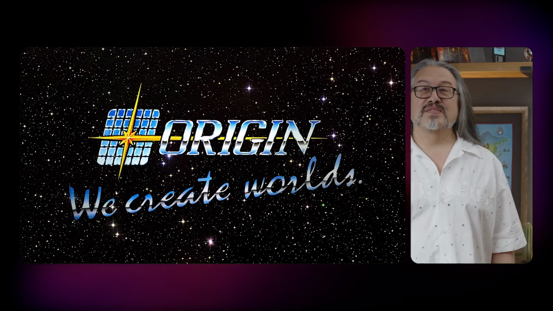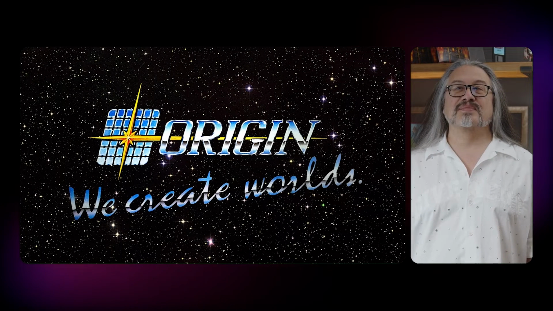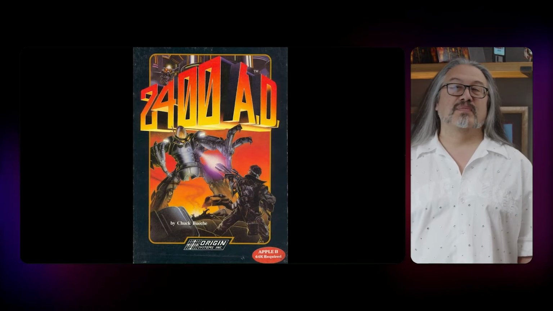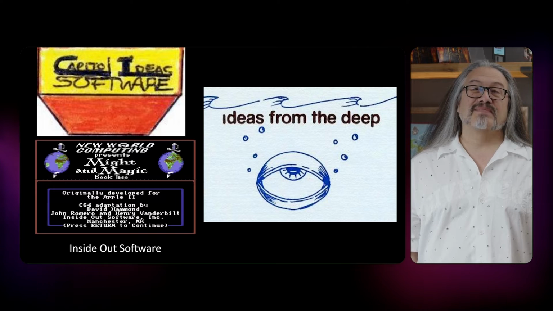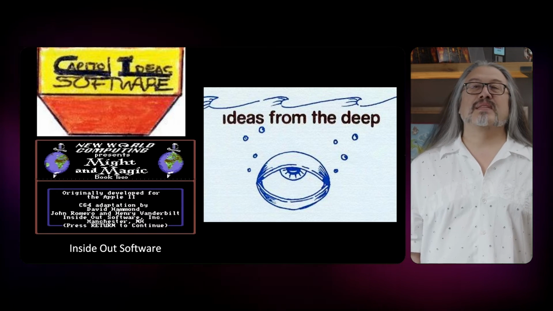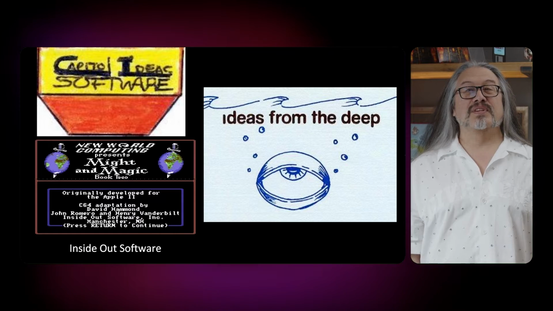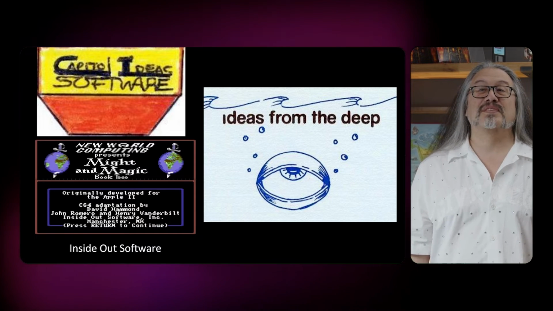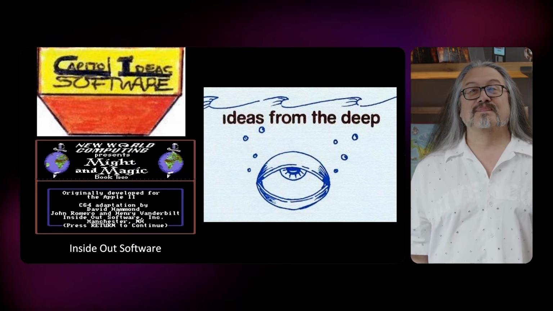Well, after high school, I kept making games, and by 1987, I was working at Origin Systems. My first job was porting 2400 AD from the Apple II to the Commodore 64. And by this time, I'd made 74 games in 3 previous startup game companies: Capital Ideas Software, Inside Out Software, where I ported Might and Magic 2 to the Commodore 64, and Ideas from the Deep, and I was 21 years old.